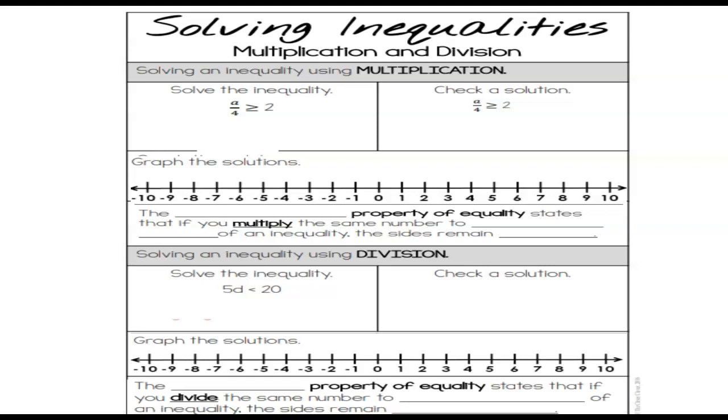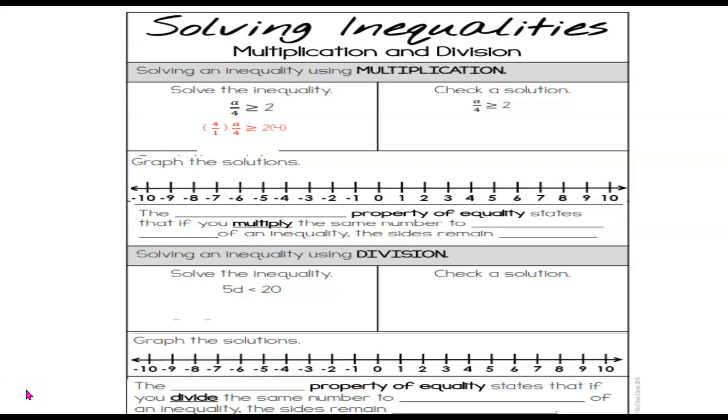What is the inverse operation of this inequality? The inverse operation of division is multiplication. We will use multiplication to solve this inequality. So, we are going to multiply by the coefficient of 4. We're going to multiply each side of our inequality. So we will multiply each side by 4.